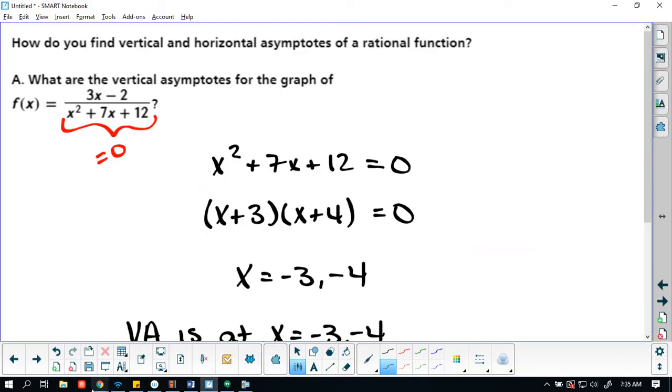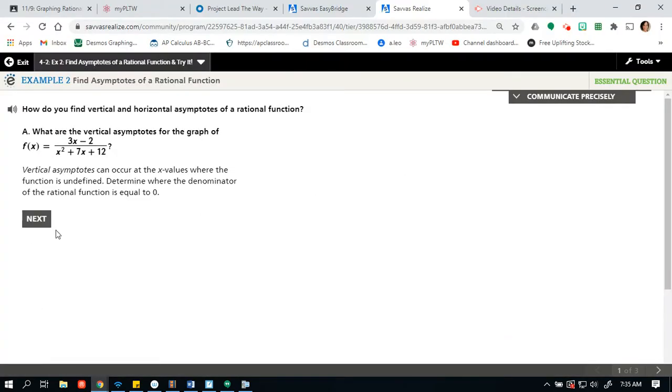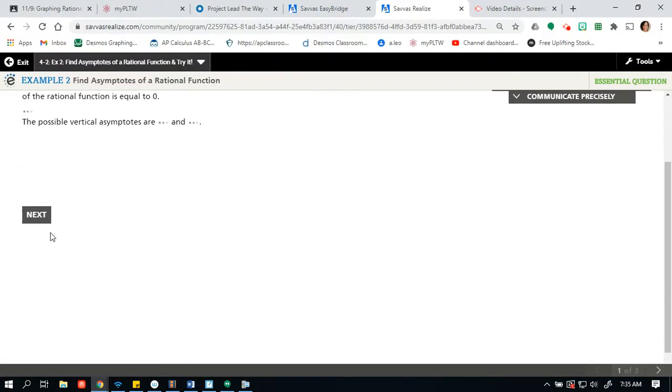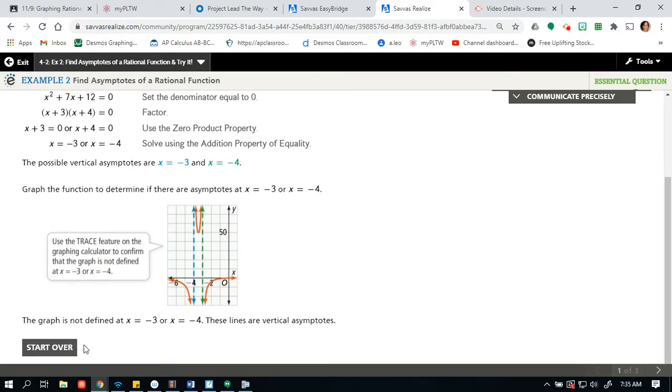All right, so let's look at the true graph. We didn't get to see the full graph, and this tells us the full graph. And there we go.